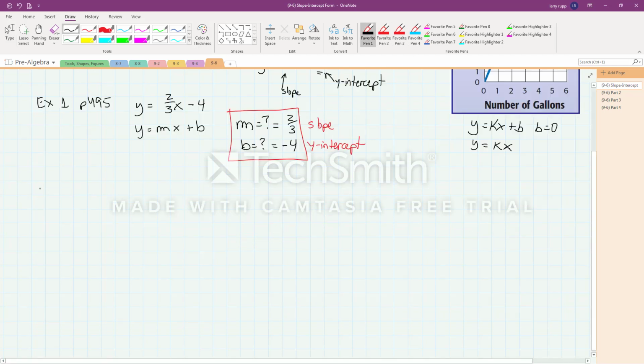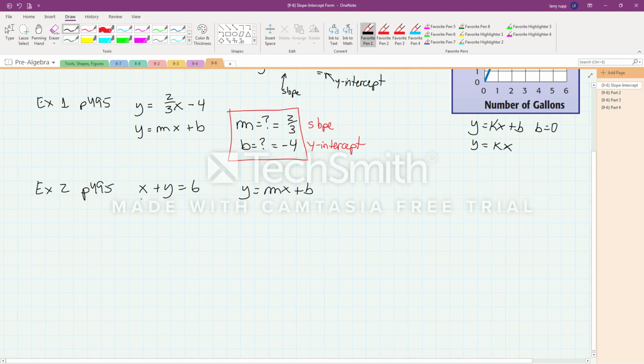Let's do another example. Let's do example 2 on page 495. And here we have x plus y is equal to 6. Well, the slope-intercept form that we want is y is equal to mx plus b. That means that the y is on the left all by itself, and everything else is over to the right. Well, our equation here, x is over on the same side as the y, so we need to get the y all by himself.